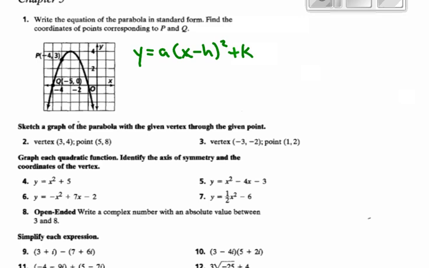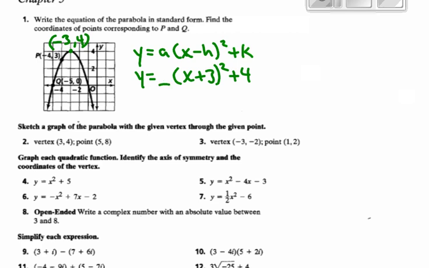is that right there. A is your opening up or down and how wide or narrow it is. We know inside of the parentheses is the opposite of the x-coordinate of the vertex, and the k is the exact same as the y-coordinate. So this vertex right here, as we see, is -3, 4. So right here, this would be x plus 3. That makes it -3, and it's the same sign on the outside, +4. Now the only question is what the a is here.